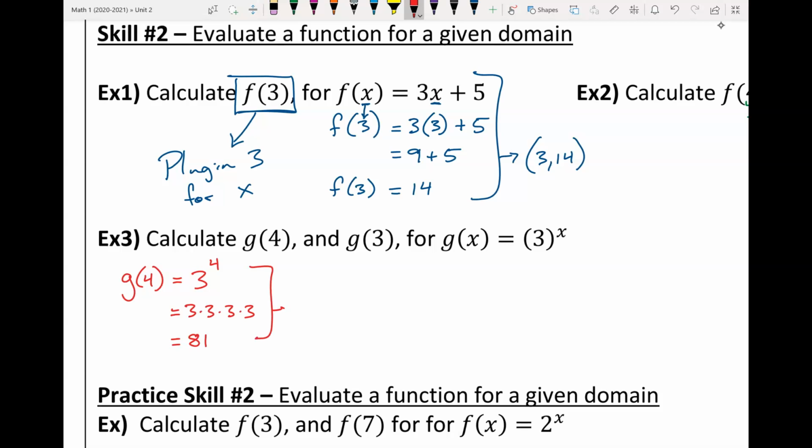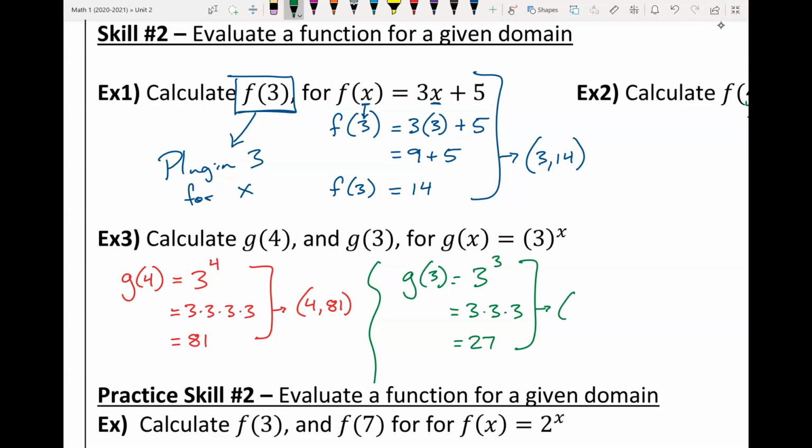So again, let's write that as a point. That tells me I have the point (4, 81). Input of 4, output of 81. All right, g of 3 then. Same function, it's function g. I want to plug in 3 into my function, so that'll be 3 to the power of 3, which is 27, which means I now have the point (3, 27).